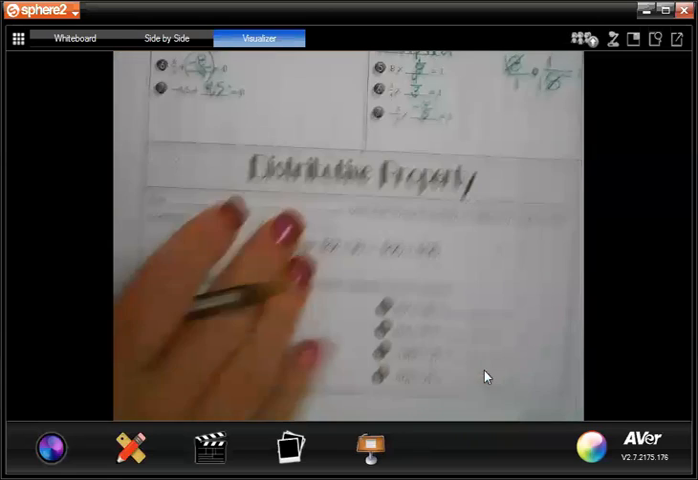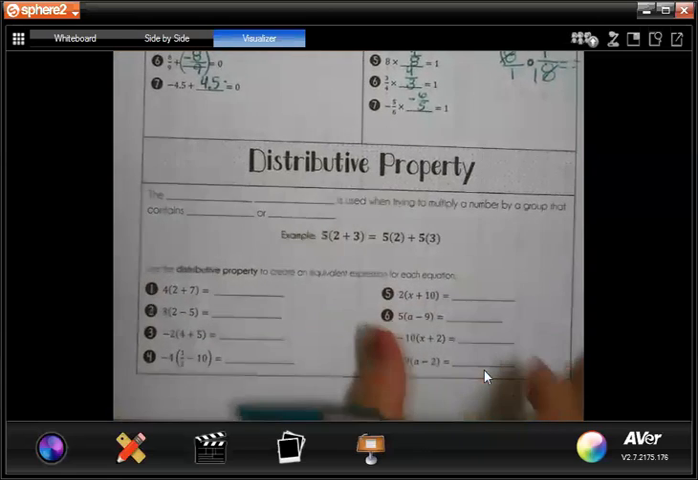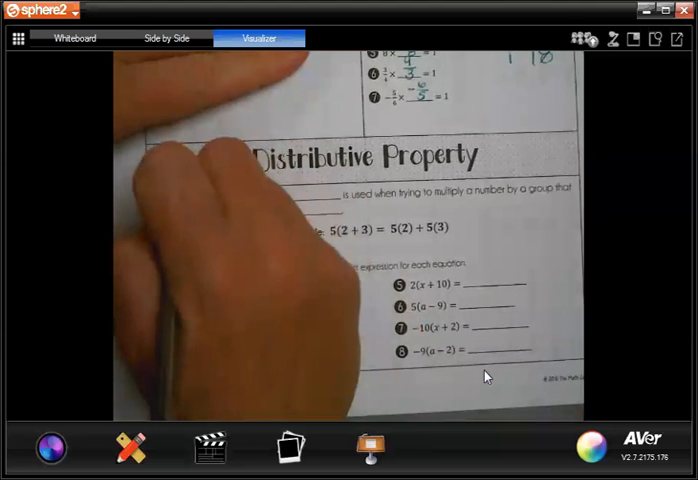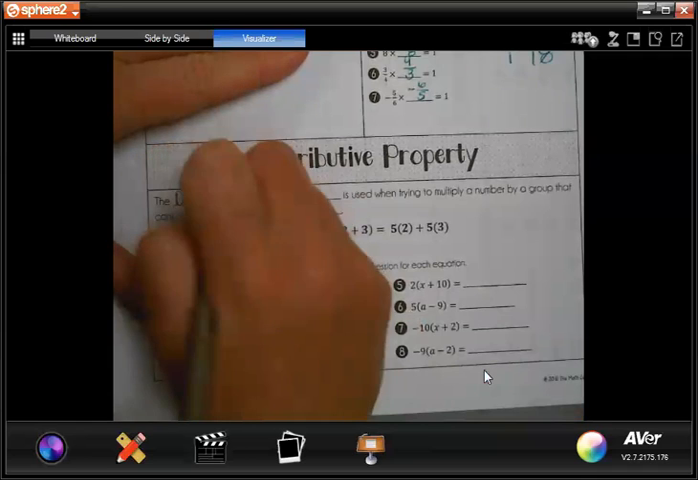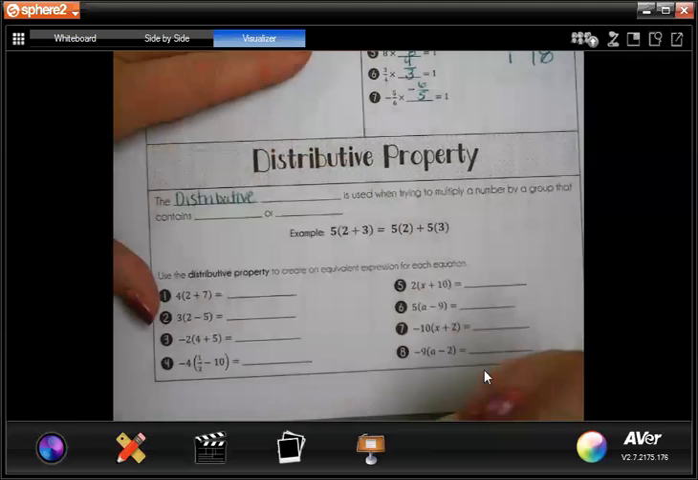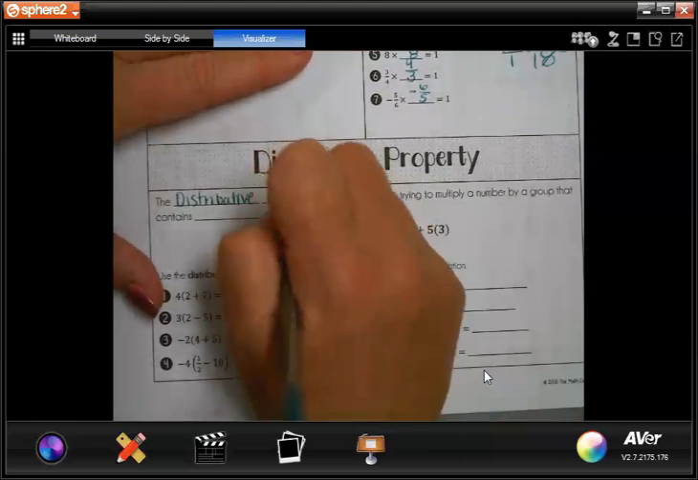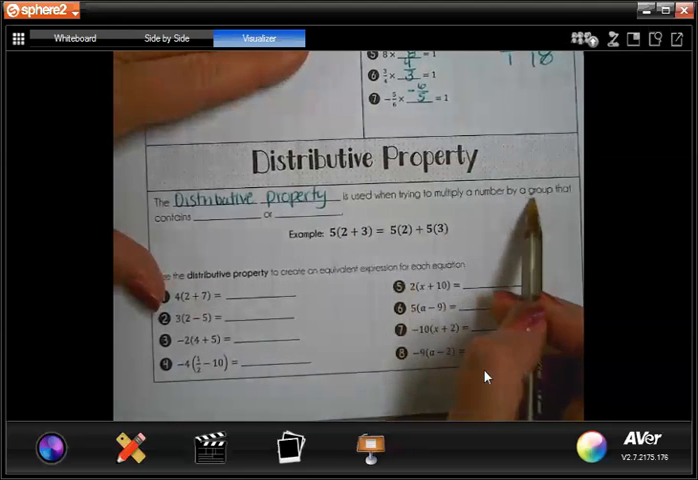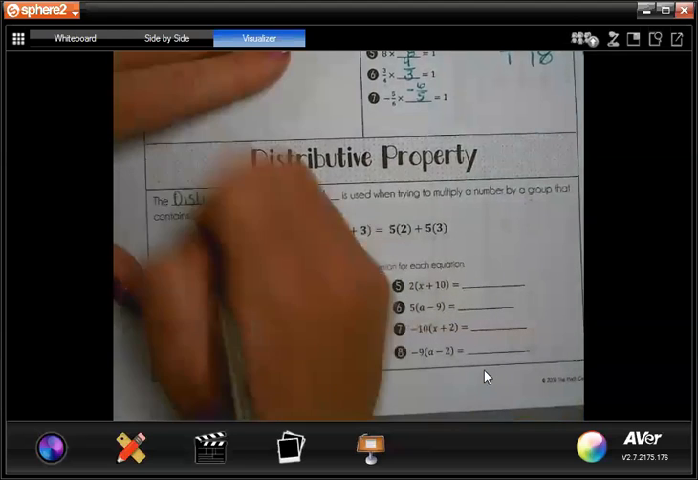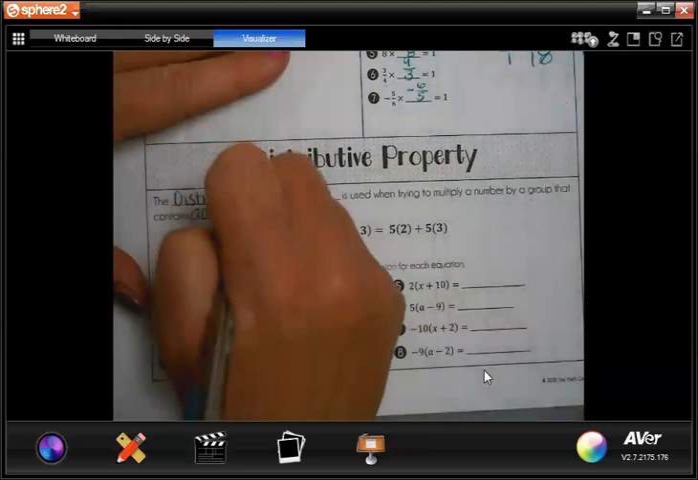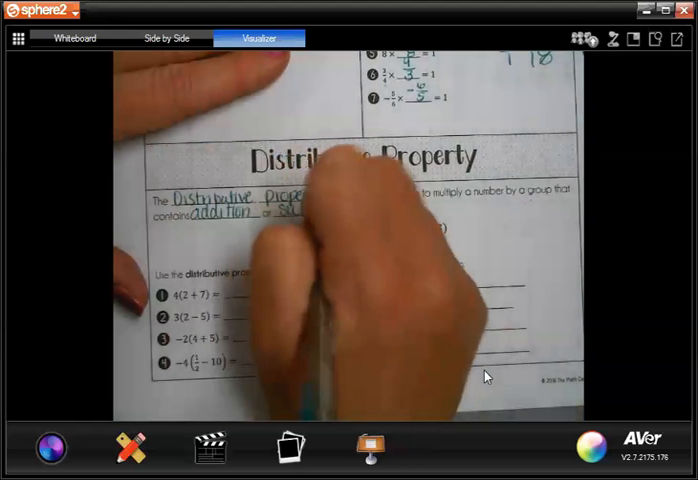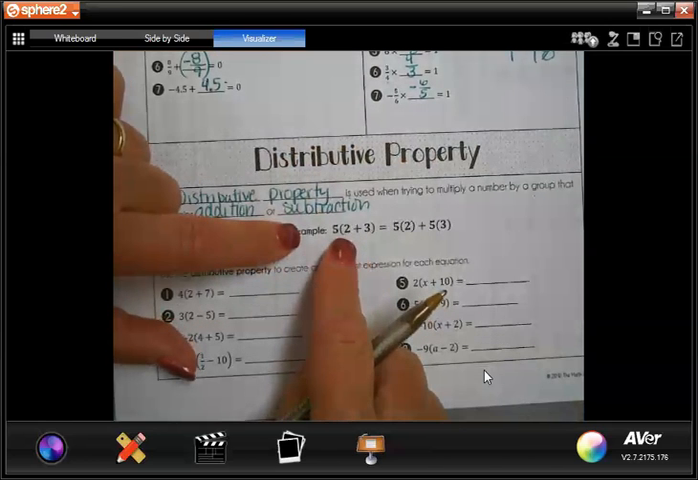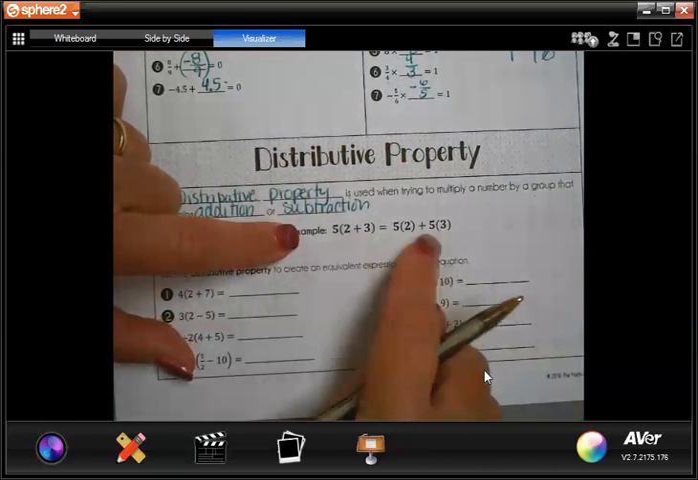Okay, the last property that I want to talk to you guys about before we play our game is the distributive property. So the distributive property is used when trying to multiply a number by a group that contains addition or subtraction. Okay, so see this? This is multiplication right here, but we have addition or subtraction inside there.